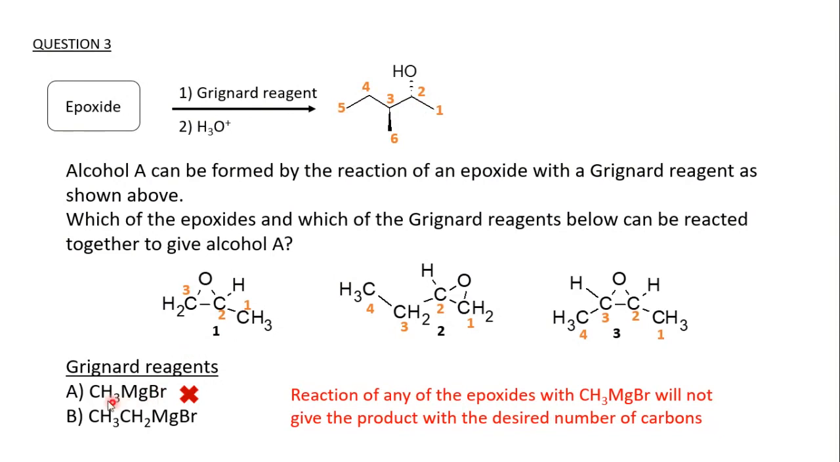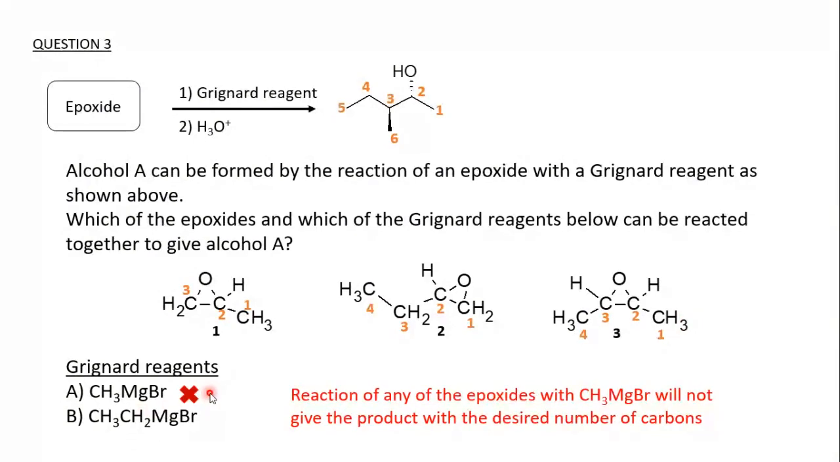So let's look first at methyl magnesium bromide. It is a source of 1 carbon. So it is only giving 1 carbon more to our starting materials. We count up the carbons in this epoxide, 1, 2, 3. 3 and 1 does not make 6. We count up this epoxide, 4 and 1 also does not make 6. 4 and 1 doesn't make 6 again.